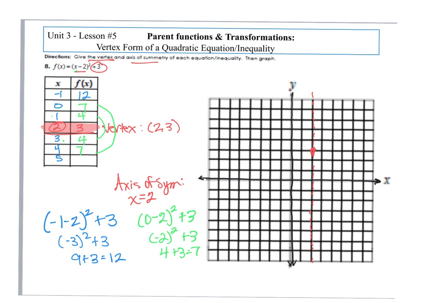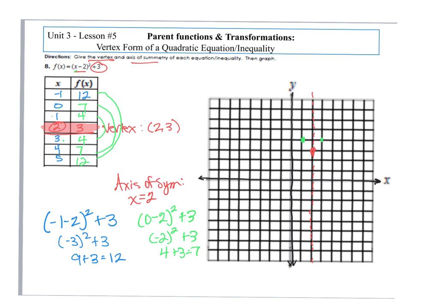When I plug in 5, we get 5 minus 2 is 3. 3 squared is 9. 9 plus 3 is 12. Okay, so these 2 points match up. And again, we should expect that because we are always symmetrical about the vertex, about our axis of symmetry. So at 1 we are 4, and at 3 we are 4.